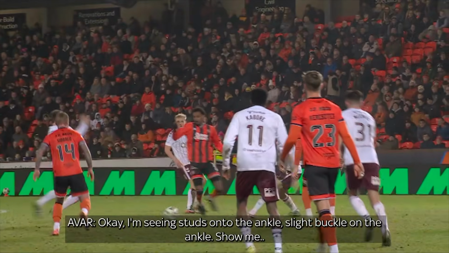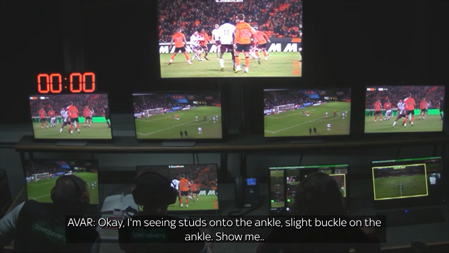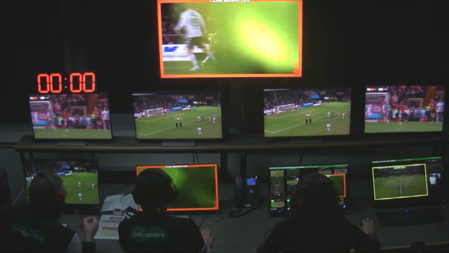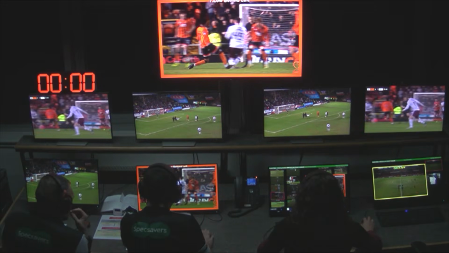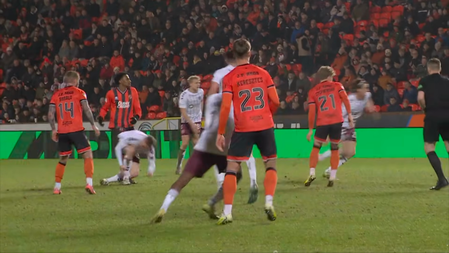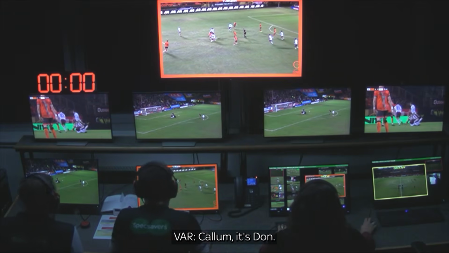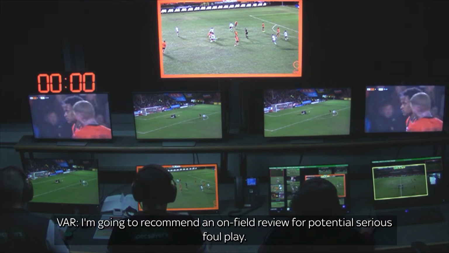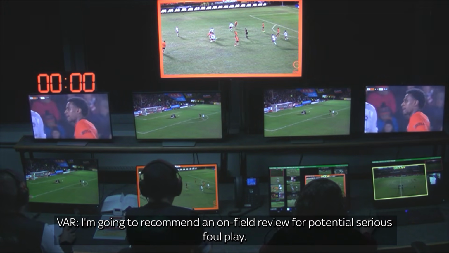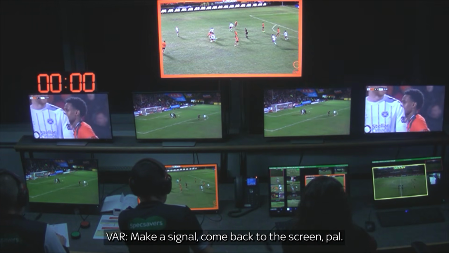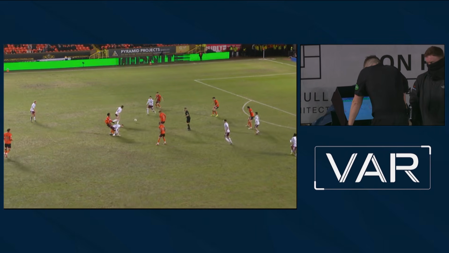Take live, Chris. Okay. So I'm seeing studs onto the ankle. Slight buckle on the ankle. Show me the Number 12, Callum, just delay. Checking possible serious foul play. For me, this endangers the safety. Contact studs onto... Callum, it's done. I'm going to recommend an on-field review for potential serious foul play. If you make the screen, make a sign, we'll come to the screen, pal. Okay. Stay on the pitch, please.